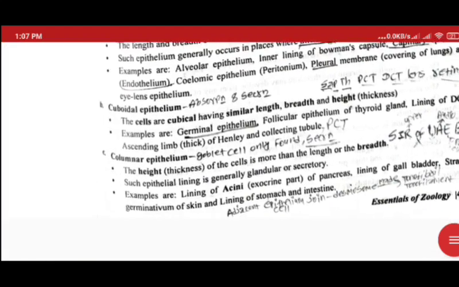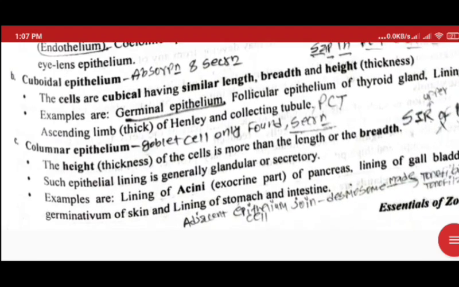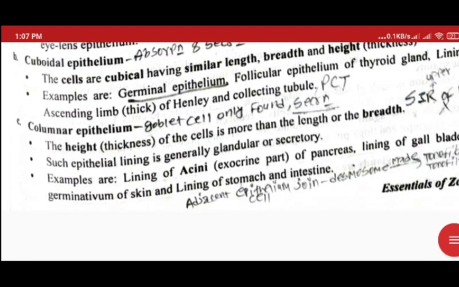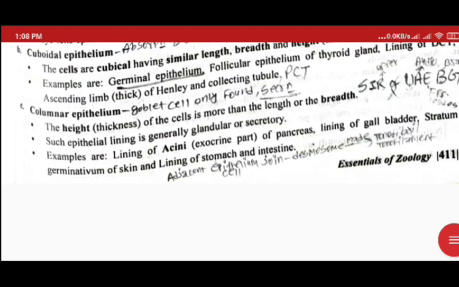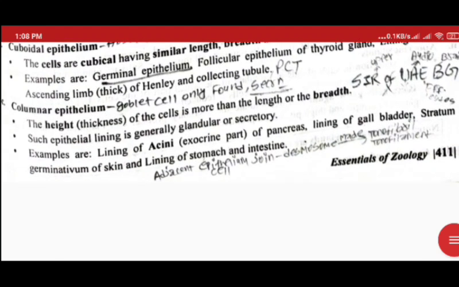Now also, student, let's get to columnar epithelium. In columnar epithelium, goblet cell is found; only in columnar epithelium is goblet cell found. The main function of goblet cell is mucus secretion. Here it is mostly for secretion.